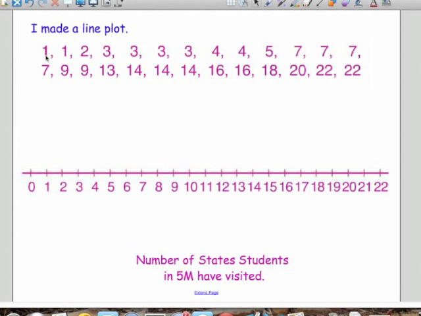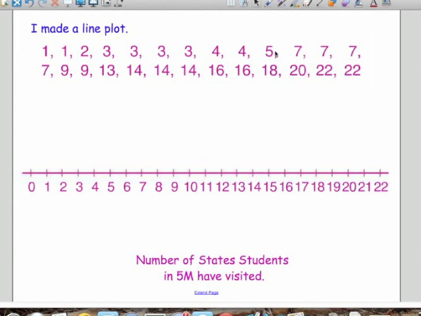The next thing I did is down here, I drew a long line and I labeled each number 1, 2, 3, 4, 5, 6, 7, 8, 9, 10, 11, 12, 13, 14, all the way to 22. 1 is my lowest number and 22 is my highest number, so I listed every single number between those two numbers.